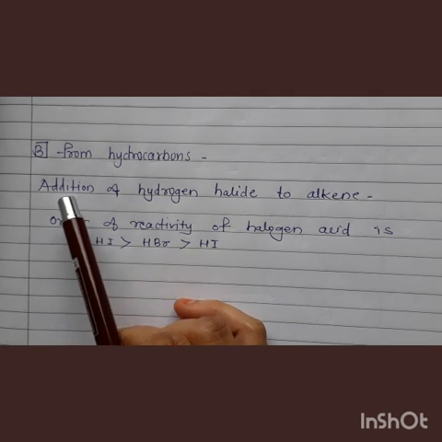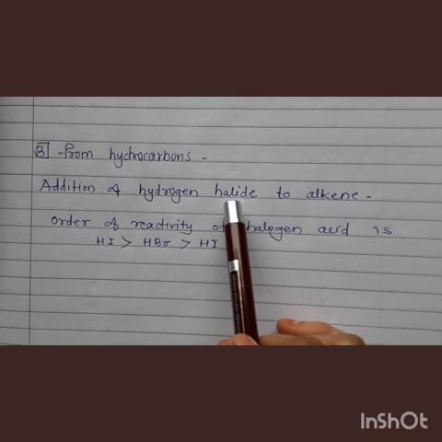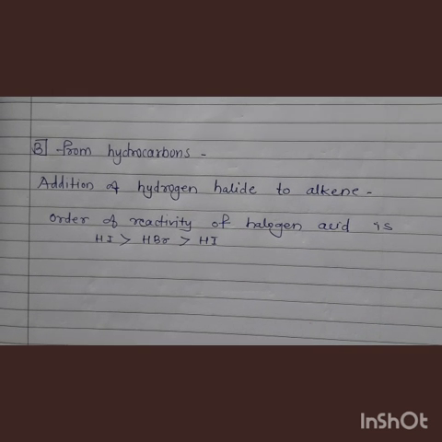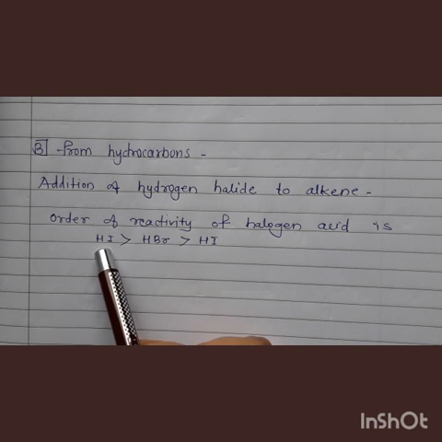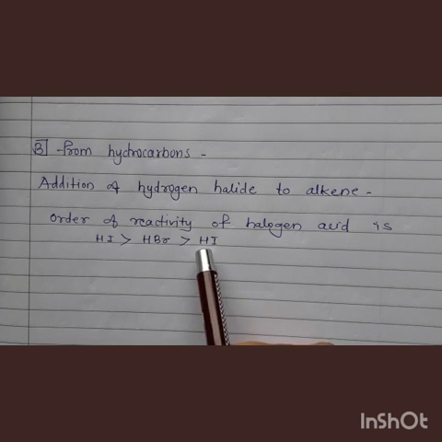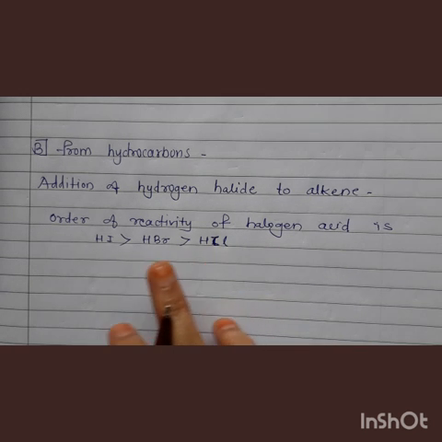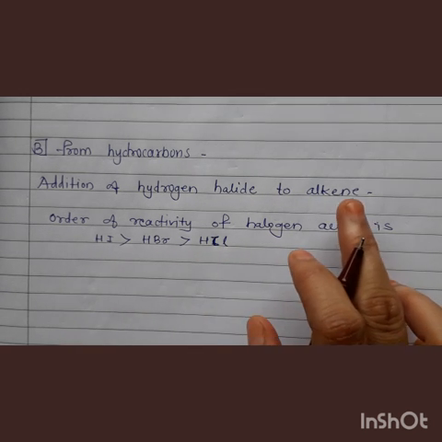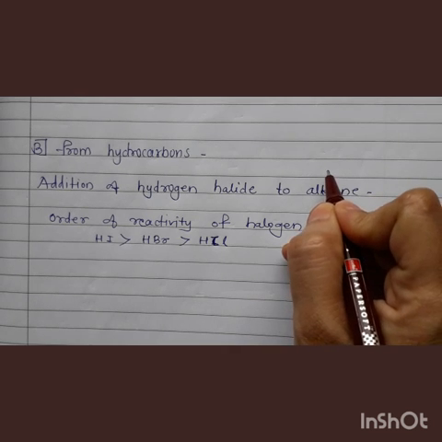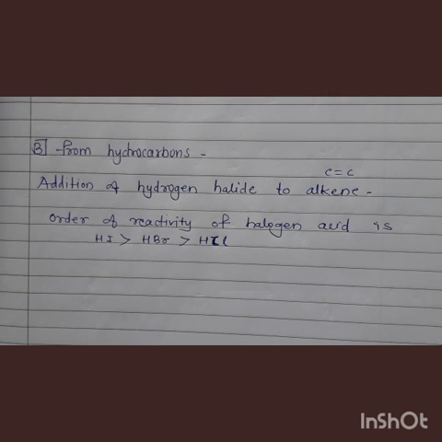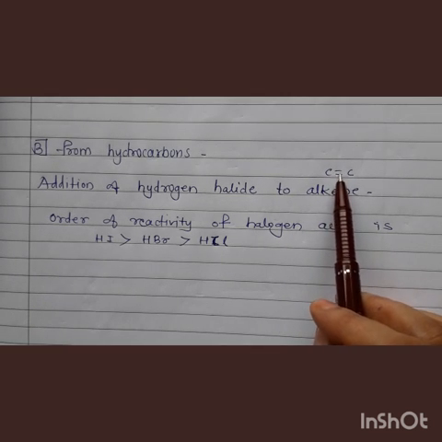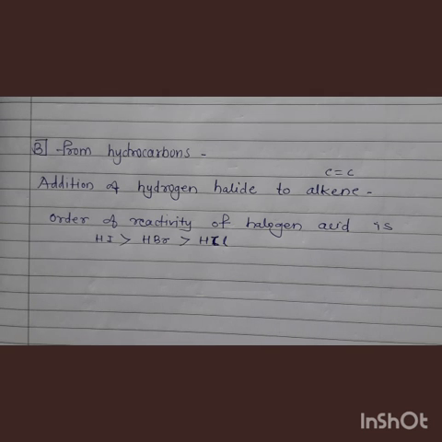In this method, addition of hydrogen halide to alkene is done. Hydrogen halides means which? Hydrogen iodide, hydrogen bromide, hydrogen chloride. These are hydrogen halides, and they are added to alkene. Alkene means carbon-carbon double bond is there. The compounds which contain carbon-carbon double bond are alkenes. So these hydrogen halides are added across the double bond and alkyl halides are prepared.